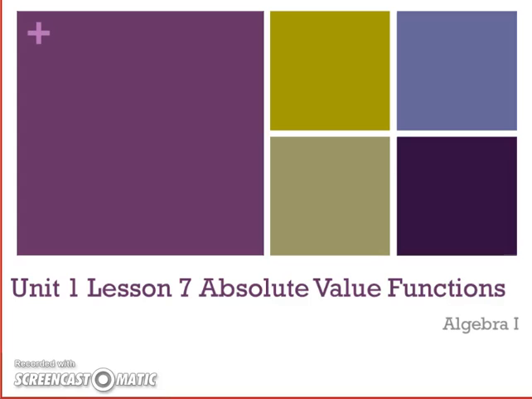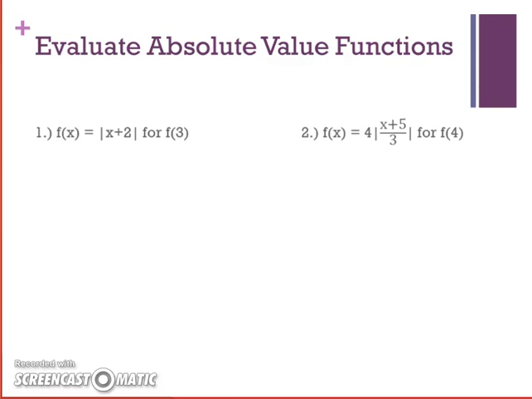This lesson comes from Unit 1, Lesson 7 for absolute value functions. For absolute value functions, you're given the function equation, but the only difference is we've got absolute value symbols in our equations. So what we want to do is evaluate the function for the given variable. For this first one, we're looking at f of 3.